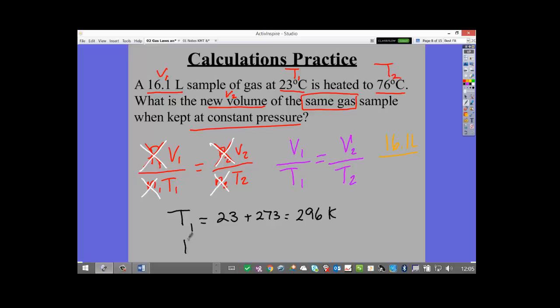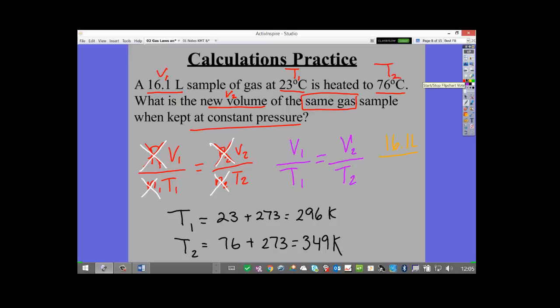Okay? My T2 is 76 degrees Celsius plus 273, which is equal to what? 349. 349 Kelvin. Okay? So these are my two temperatures. I'm going to go back to orange. I'm going to keep plugging it in.